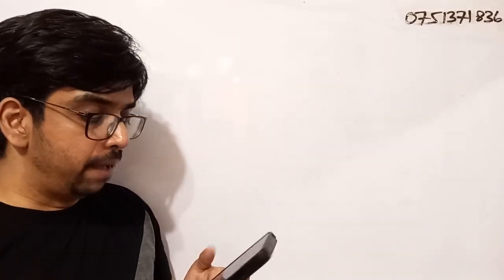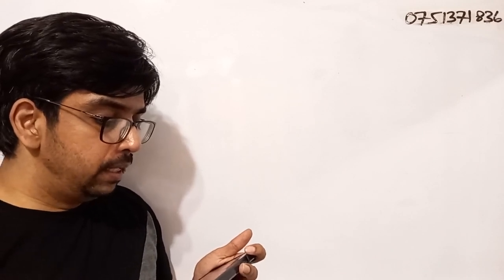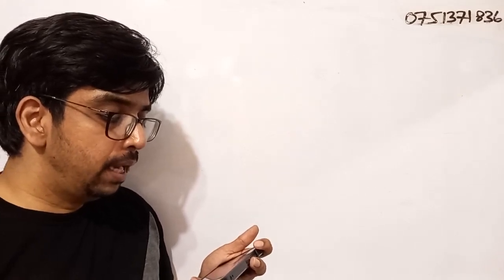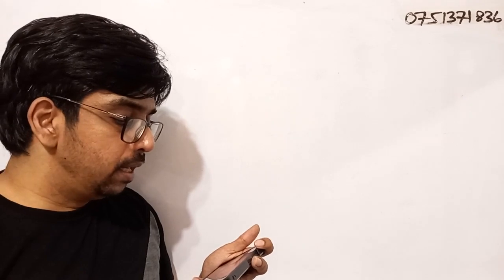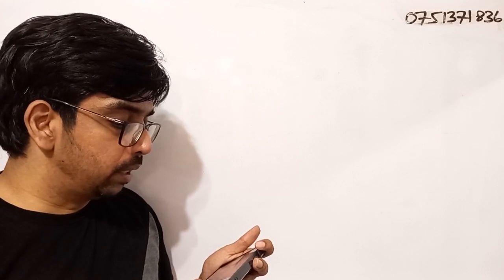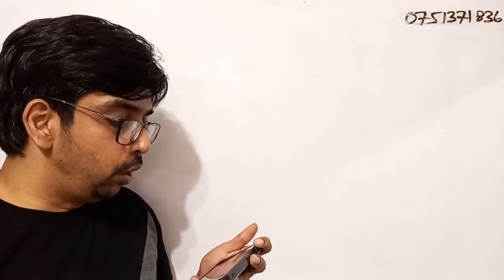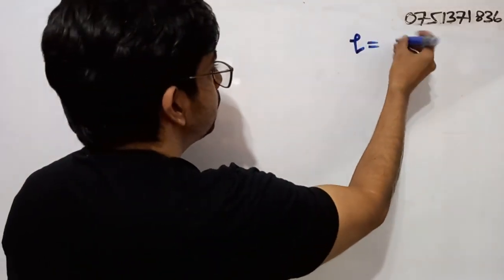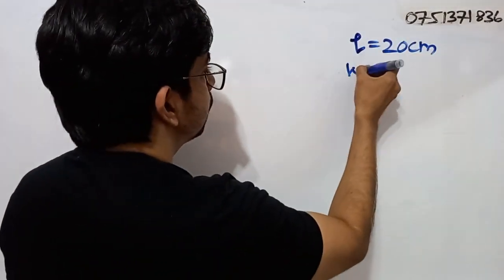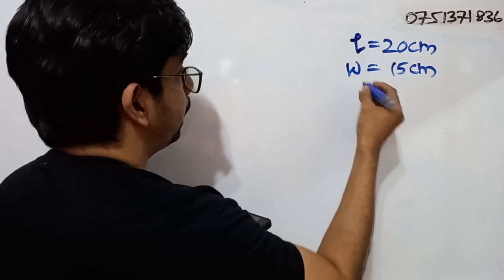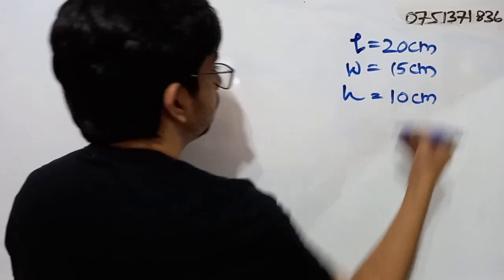Question number 1, what do we have? A cuboid shaped glass container of length 20 centimeters, width 15 centimeters and height 10 centimeters is filled with a liquid medicine. We have 3 questions under question number 1. What's the first part? Find the volume of the container in cubic centimeters. So we will write down the dimensions. Length is 20 centimeters, width is 15 centimeters and the height is 10 centimeters.